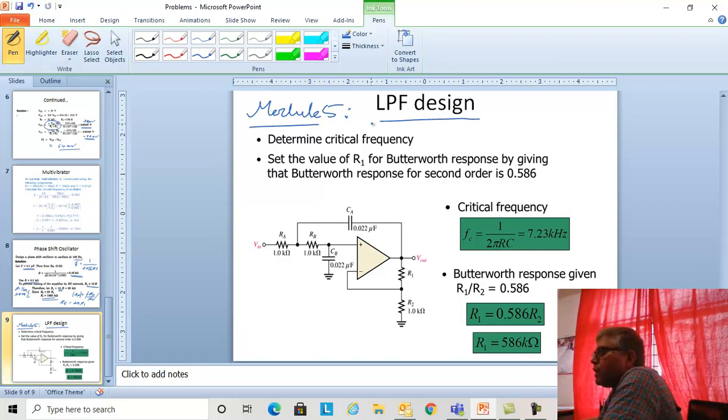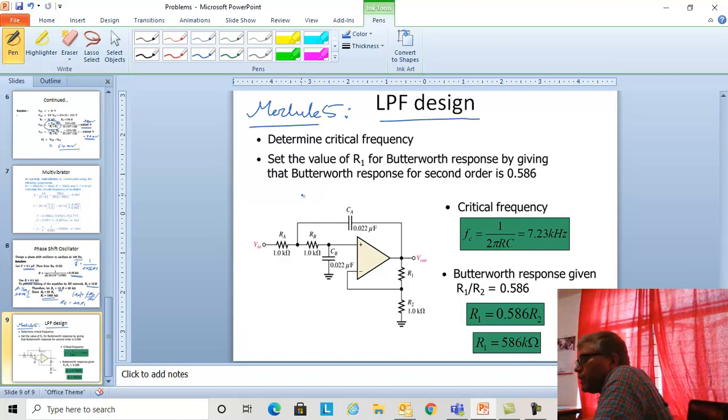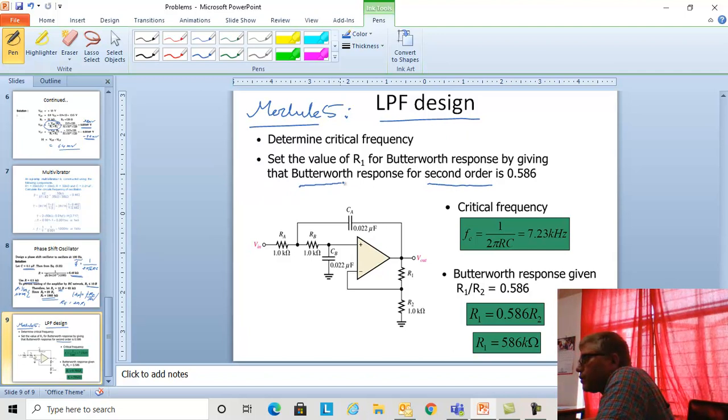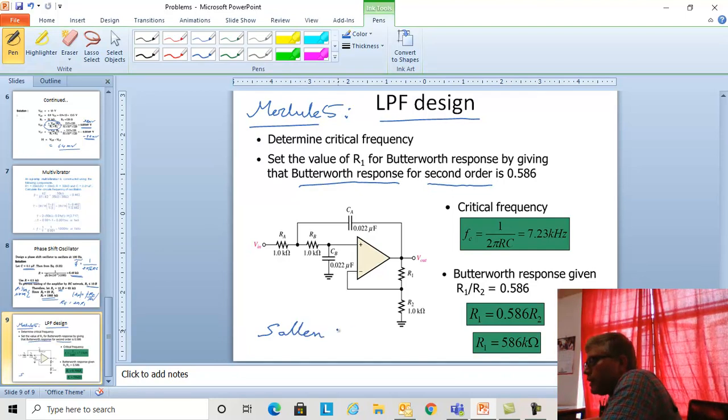Now the circuit is given to you. It's a low pass filter design, a second order filter. It should be in the Butterworth response, and this particular circuit is popularly known as Sallen-Key.